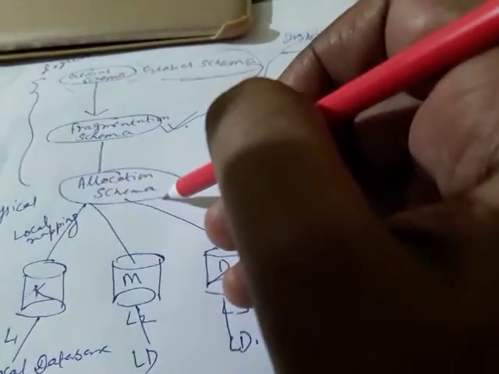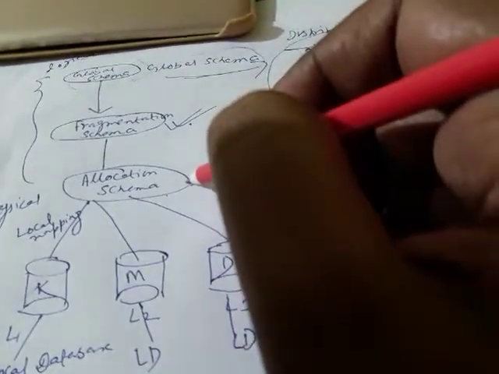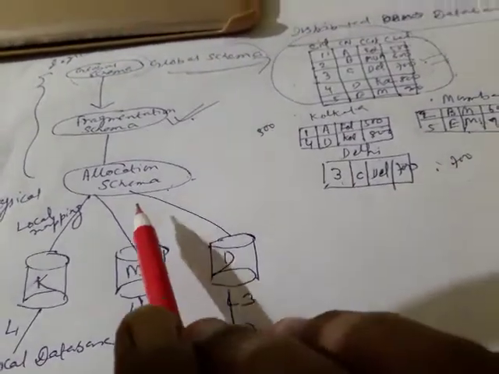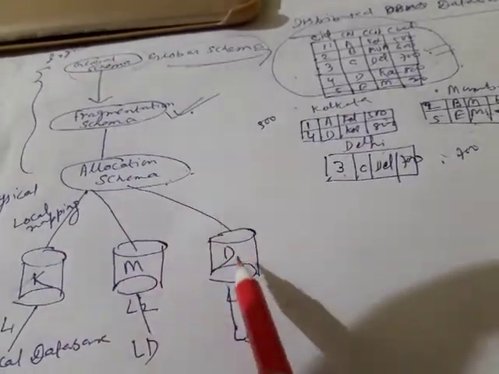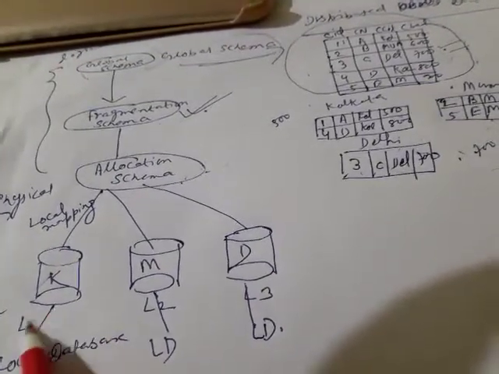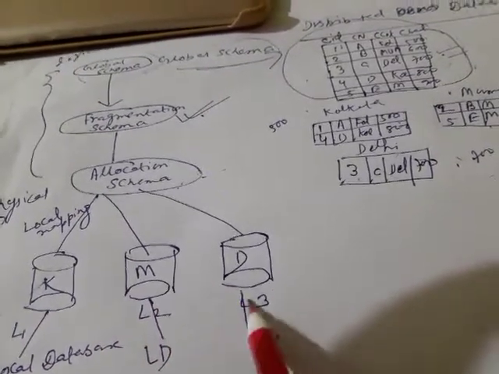Now you can go for the allocation schema. The allocation schema's task is that whatever fragments we have divided, we have to allocate them to an appropriate location. Suppose these are Kolkata, Mumbai and Delhi, and we have divided according to three cities. The allocation schema assigns the Kolkata data to Kolkata, Mumbai data to Mumbai and Delhi data to Delhi. Now the local data will create the physical database of Kolkata, the physical database of this one and the physical database of this one.